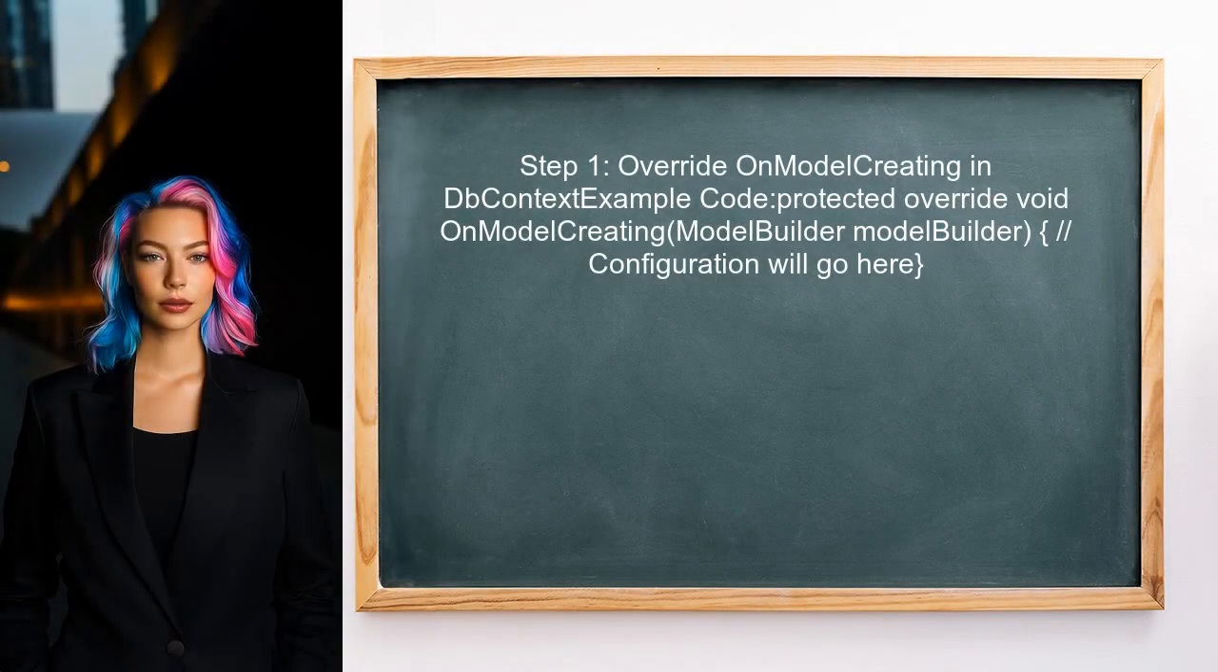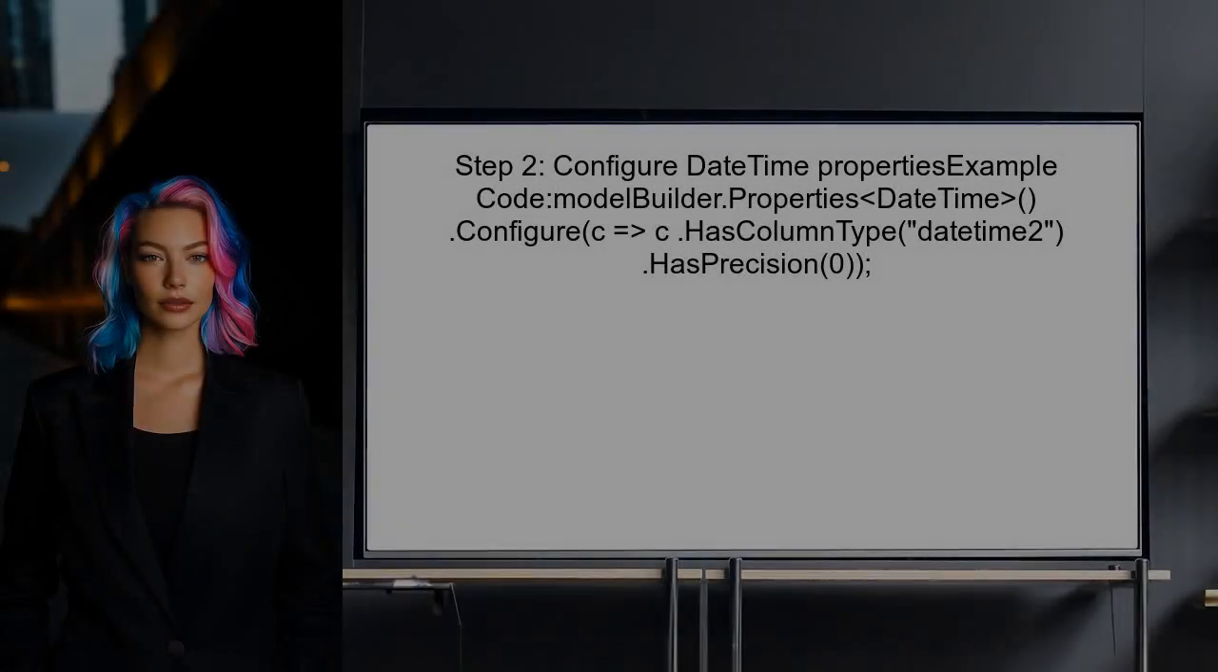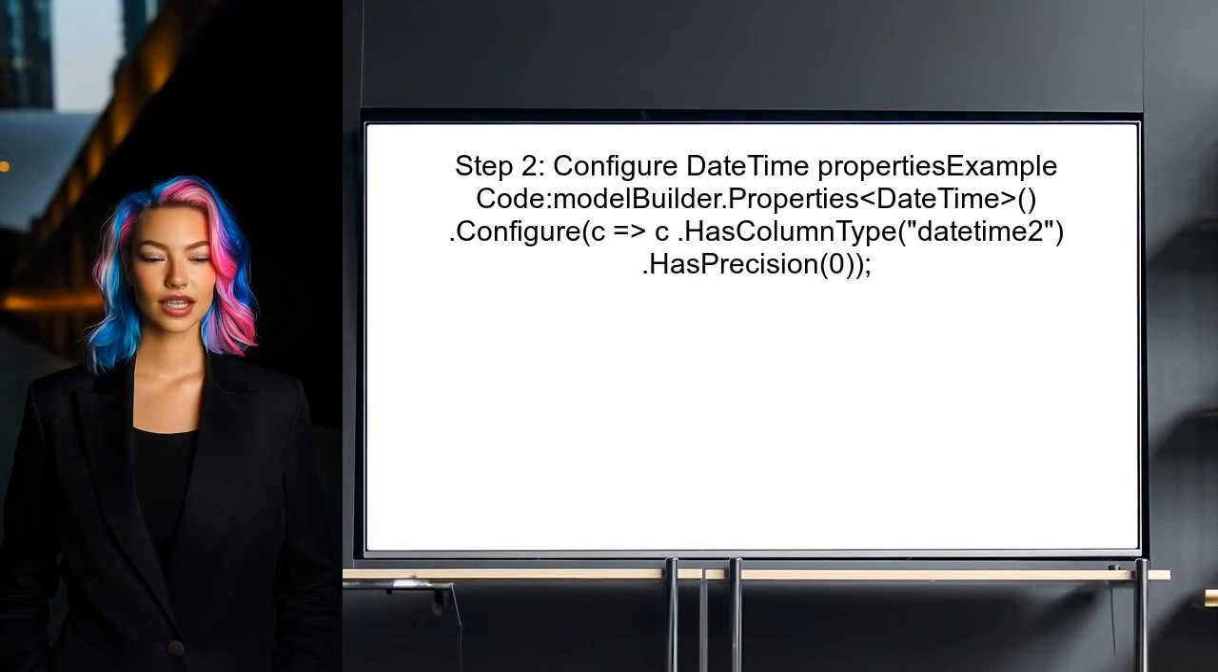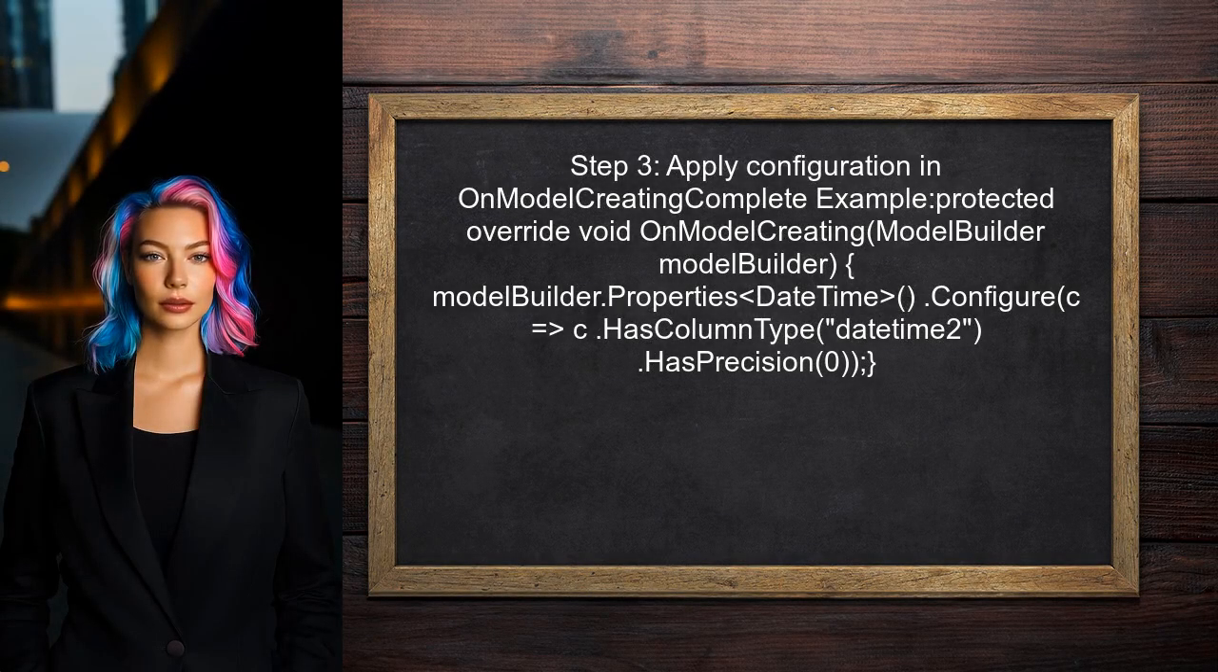To set the default column type for all date fields in Entity Framework Core, the user should start by overriding the OnModelCreating method in their DbContext class. Next, the user can configure all properties of type DateTime to use the Datetime2 column type with a precision of 0. This is done using the Properties method. After that, the user should ensure that this configuration is applied whenever the context is used. This means placing the configuration inside the OnModelCreating method.